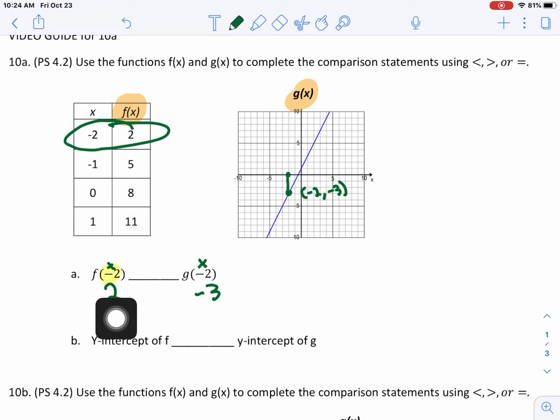So now comparing these two, 2 and negative 3, I can say that the number 2 is greater than negative 3 because 2 is positive and negative 3 is negative. So at the end of the day, guys, we're really looking for this statement here. But in order to get that statement, you need to correctly figure out what the values are.